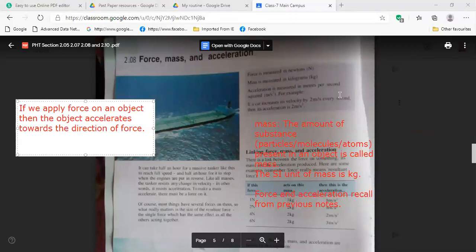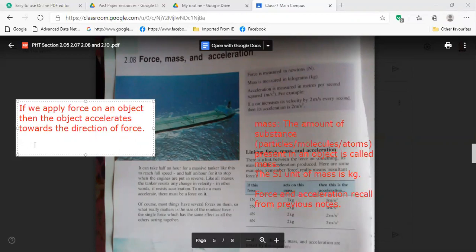If your friend is not that massive, you do not need that much force, you need less force. So force and acceleration depend on mass. If the mass is more, then you need more force to accelerate the object. Is it clear? If your object is not that massive, you need less force to move it. So these are the ideas we are applying here for force, mass, and acceleration.